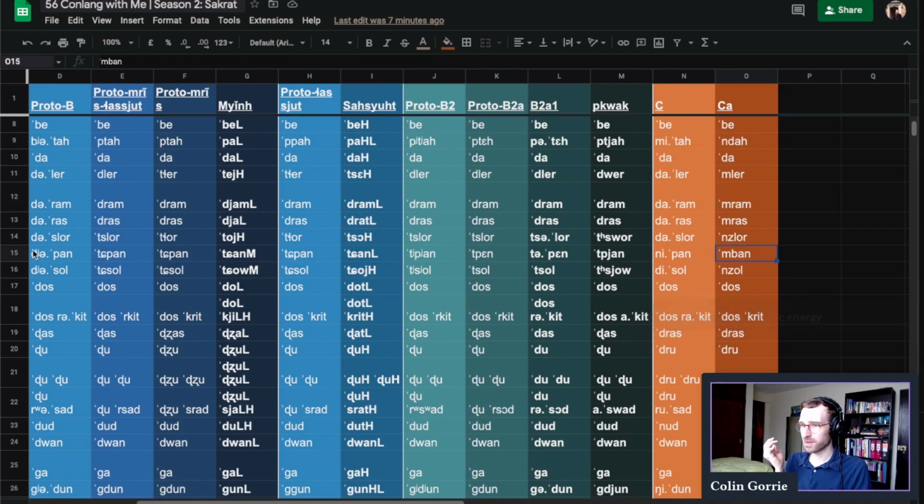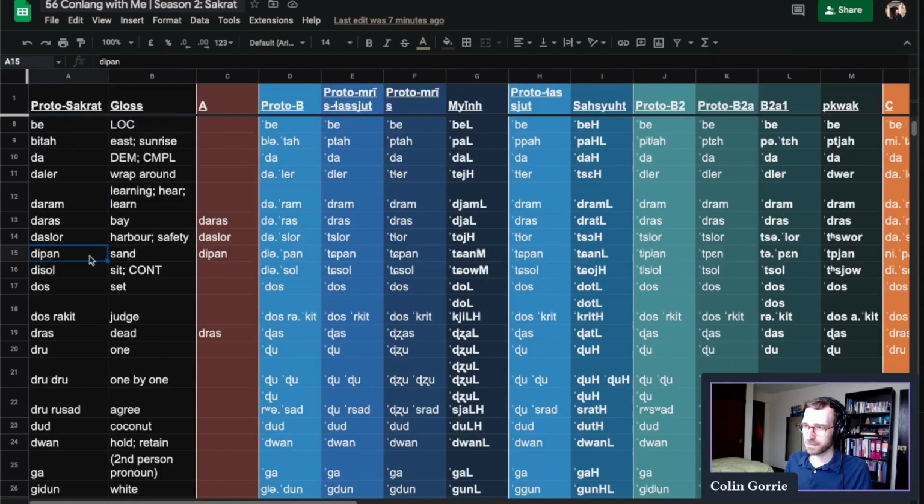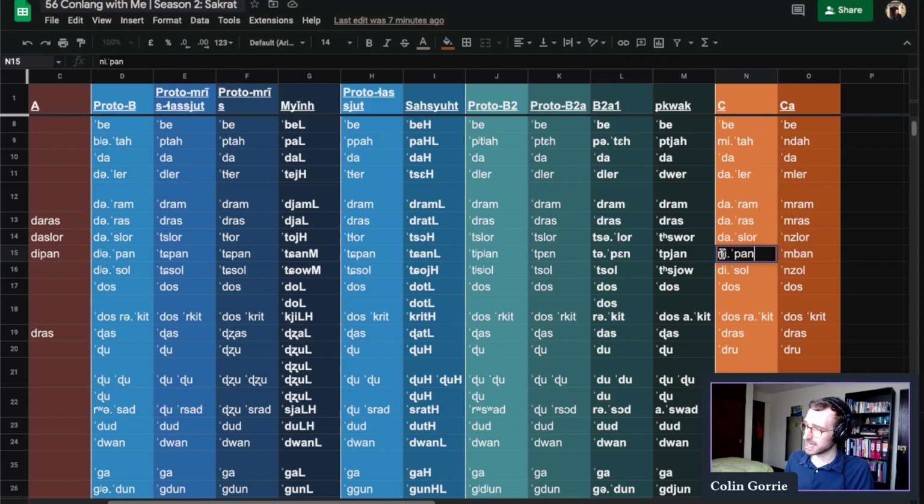It nasalizes to a homorganic nasal. So we go from dipan, meaning sand, to nipan. So first of all, it just nasalizes. So from dipan to nipan, and then the vowel drops out and the nasal becomes homorganic. So from nipan to mban. So we get these pre-nasalized stops.